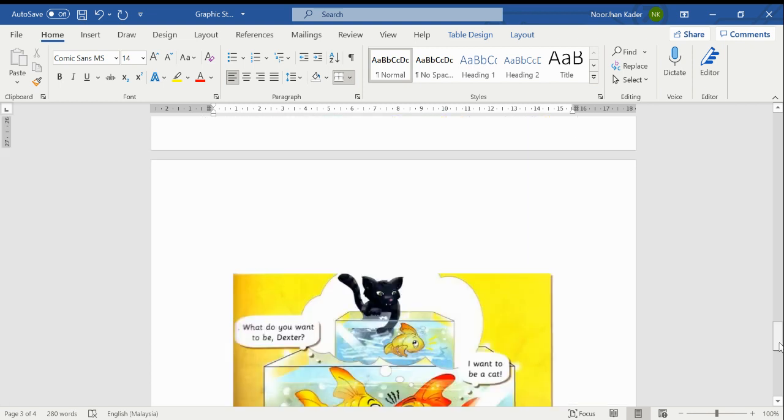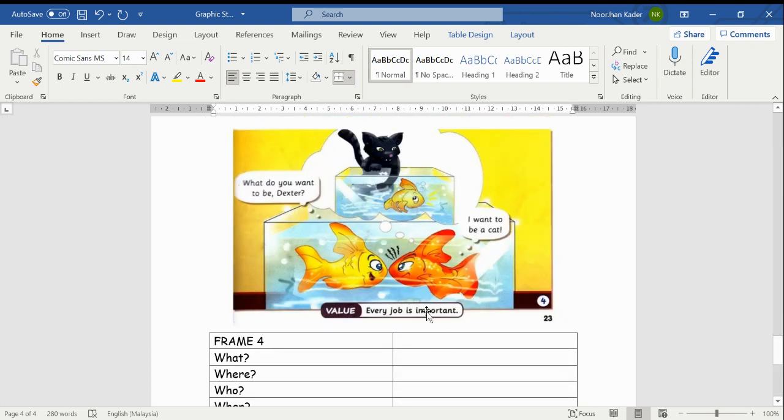So when you see this frame, it says every job is important. So that means you cannot keep on changing your mind about what you want to do in your future. You have to understand that every job is important because every job is different and they do things differently. They do things which also will help the other jobs. So every job is important because they are all interrelated.